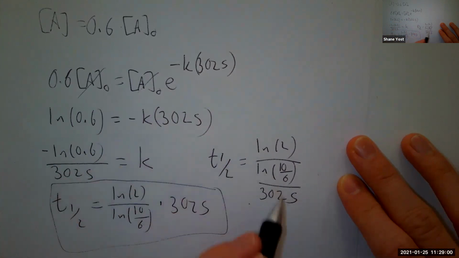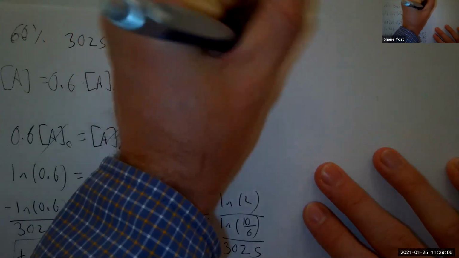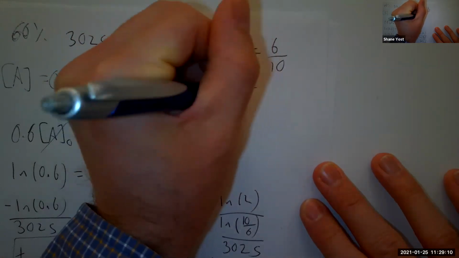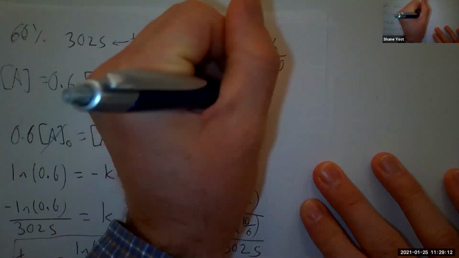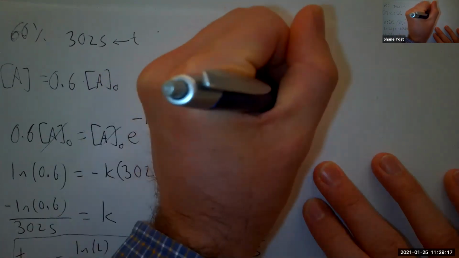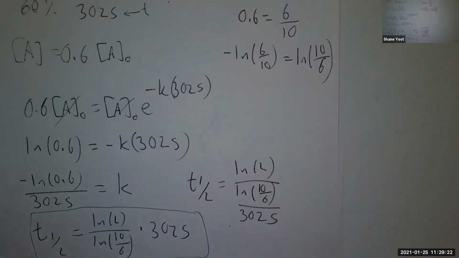How I got this 10 over 6 thing is I used the fact that 0.6 is equal to 6 over 10, right? And so the negative natural log of 6 over 10 is equal to ln of 10 over 6. Just to let you know how I went from negative ln of 0.6 to positive ln of 10 over 6. But that's how I'd solve for the actual half-life.